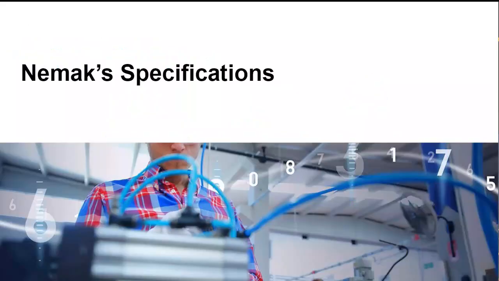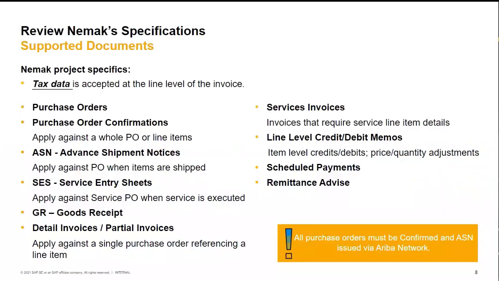Let's now review what Nemak's specifications are. Here, you can see the transactional documents that will be in scope for this transition. We start with purchase orders and purchase order confirmations. Also, advanced shipping notices and service entry sheets, GR, or goods received. We also have detailed invoices and partial invoices, as well as services invoices.